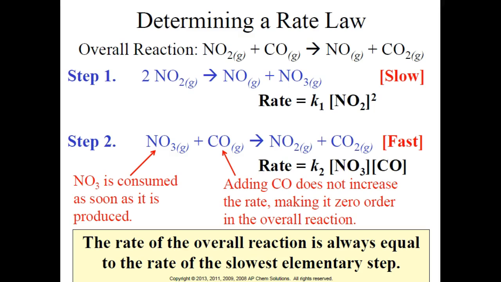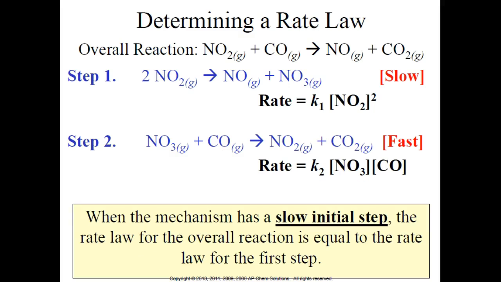Or they could give you the rate law for the overall reaction and ask you which step is the rate determining step, because you can write the rate law for the elementary step and just, okay, you know, this step matches the overall, therefore this is the rate determining step, aka the slowest step.